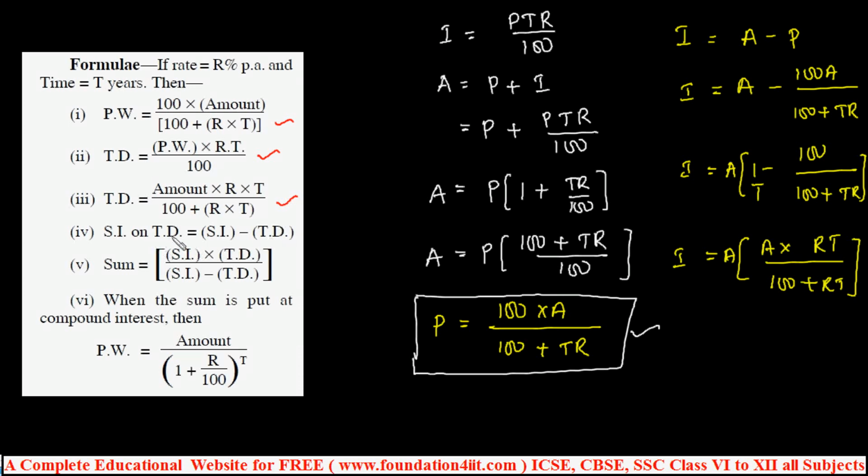And simple interest on true discount is simple interest minus true discount. And if you know simple interest and true discount, in case they give the question to find out the sum, this is the formula: SI into TD by SI minus TD.